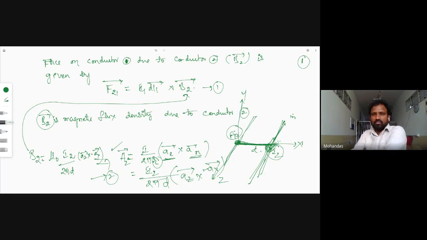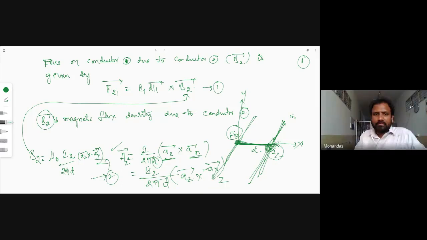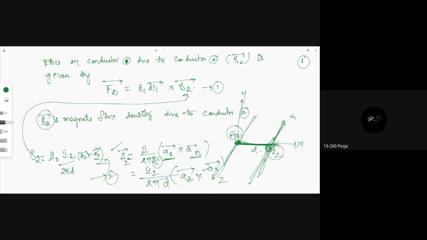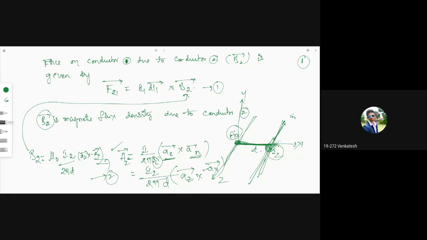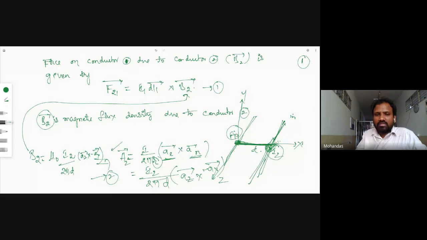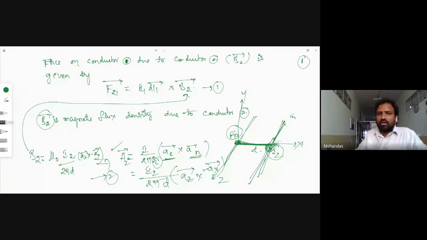Is it understood? Hello. Yes, sir. Pooja 260? Yes, sir. Right. Next, Venkatesh. Venkatesh, are you there? Yes, sir. Are you getting these things? Are you able to understand here? Any doubts? Yes, sir. No, sir. No doubts. Okay, okay. Shall I continue?